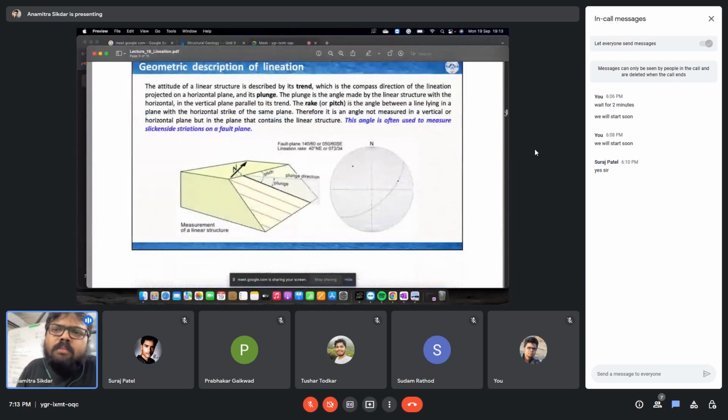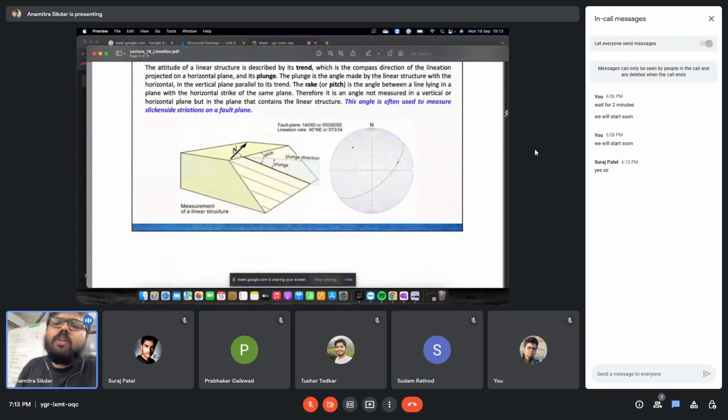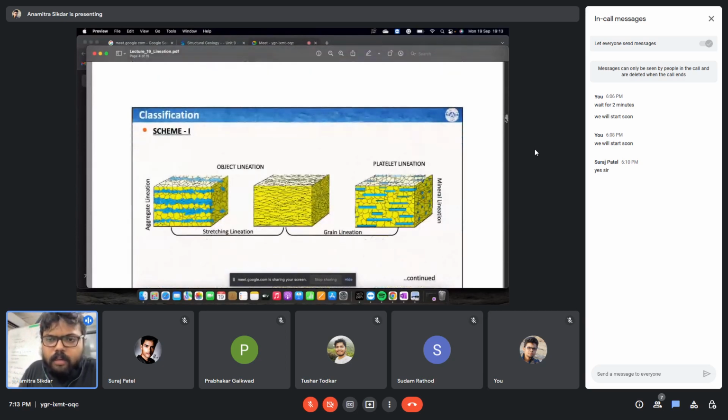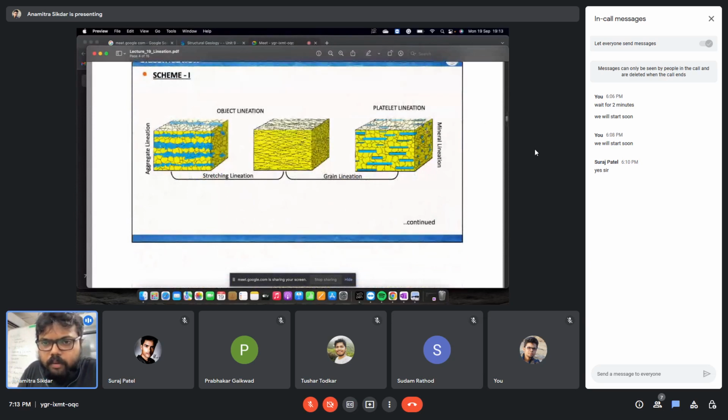So lineation, like in the stereonet class, we have already covered how to plot the linear elements in a stereonet. So I'm not going to repeat these. If you have a question, then only. So this is what I was talking about, right? So in the XY plane, you will see these circles, and maybe the small things.